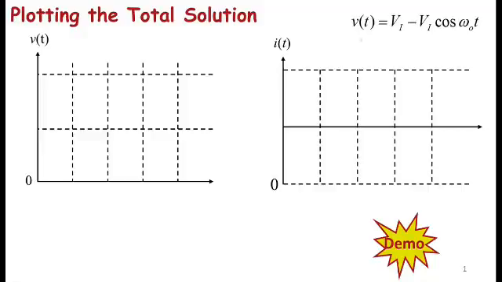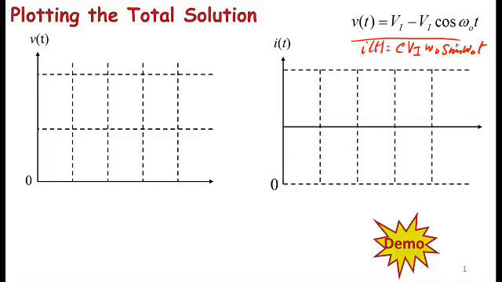So here is our solution for the voltage across the capacitor. V(t) equals Vi minus Vi cosine of omega naught t. And as you recall, the equation for the current I(t) was C Vi omega naught sine omega naught t. So let's go ahead and plot both of these, the voltage and current, and see what they look like. Okay, this is the total solution.